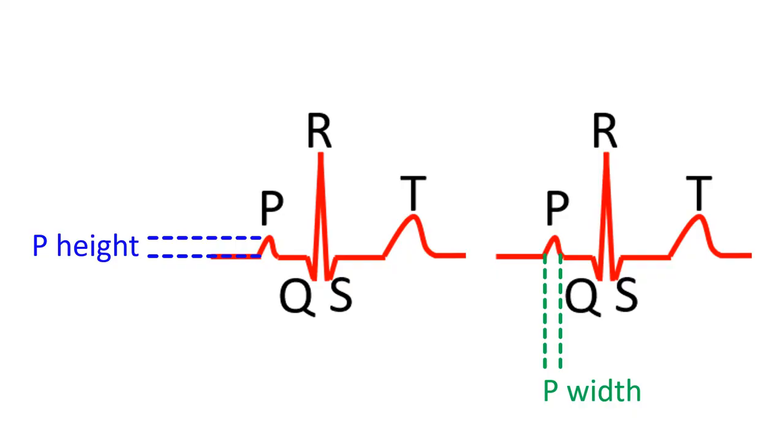P is due to the electrical activity of the upper chambers known as atria, depolarization. A normal P wave in an adult has 2.5 mm as the upper limit for both width and height in a standard ECG recording at 25 mm per second paper speed. Width is increased in enlargement of the left atrium and height is increased in enlargement of the right atrium. If both are increased, both atria are enlarged.